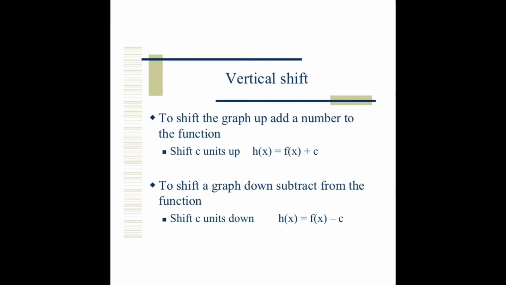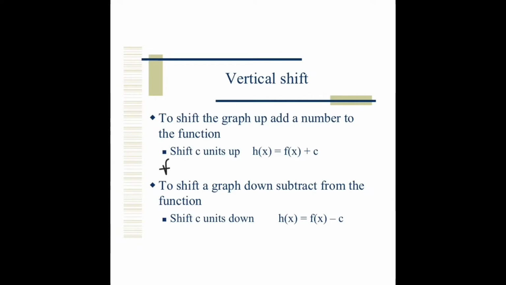All right, the first transformation we're going to talk about is vertical shifts. The vertical shift is going to shift the graph up or down, and to do that, we're going to add a number to the function. So if I want to shift the function up c units, we can see I have a plus c over here. Let's take a look at what that might look like with a function.